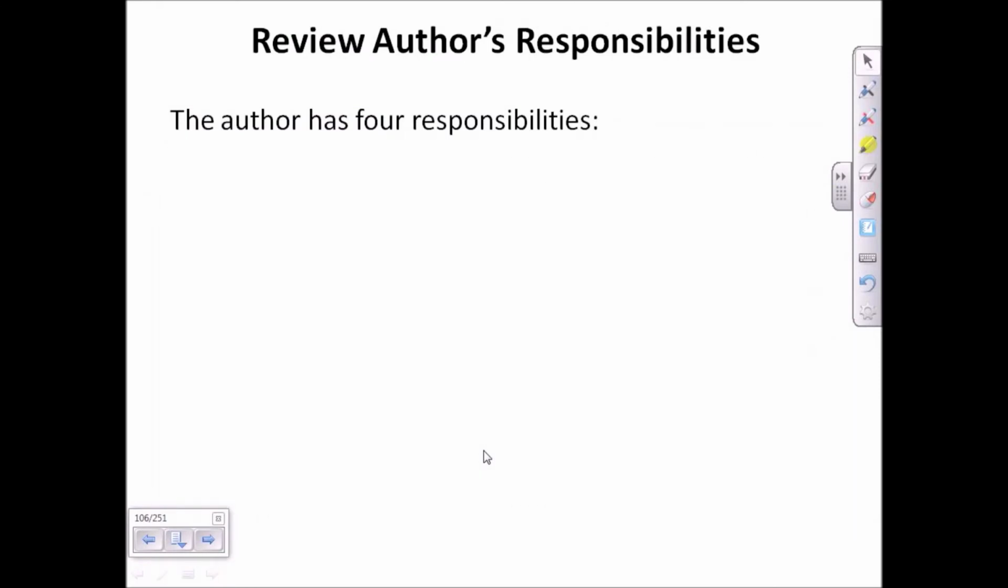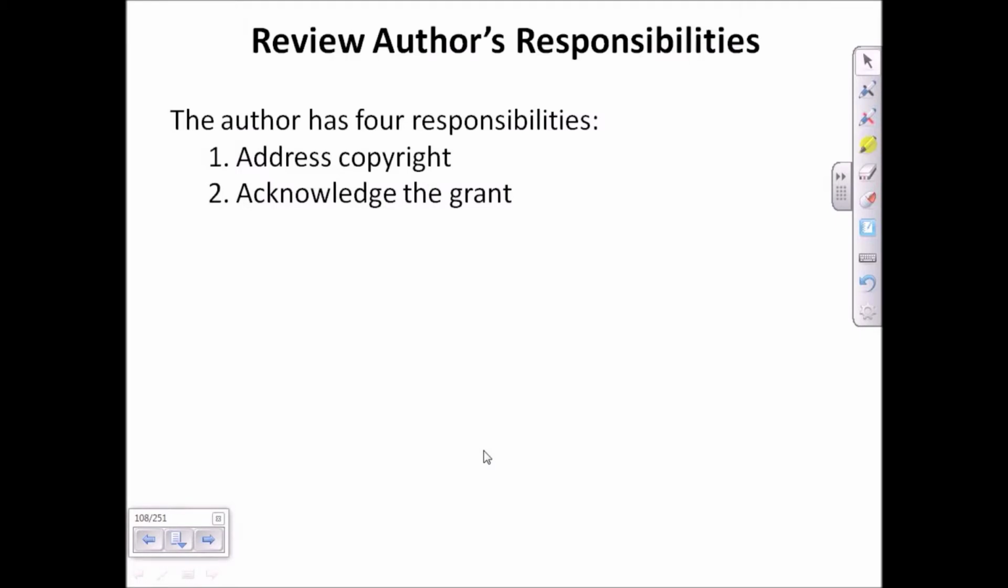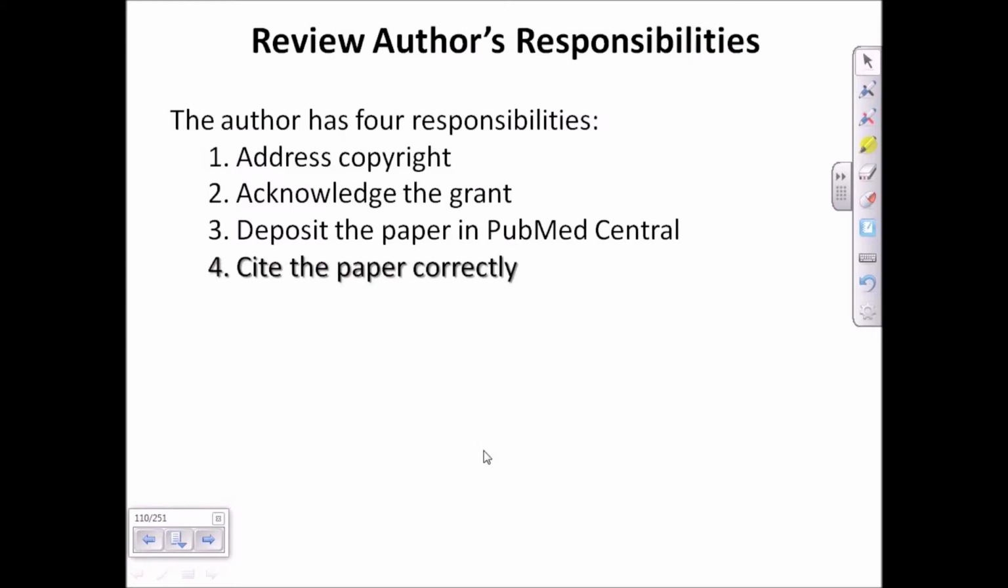So reviewing then the author's responsibilities, the author has 4 things that they need to do. One is to address copyright, in other words, make sure that the journal will cooperate with this policy. Second, to acknowledge the grant in the acknowledgement section of the paper, listing off the grant and the grant number. Third, to deposit or see to it that it gets deposited in PubMed Central. And then the 4th responsibility, which we're going to deal with now, is to cite the paper correctly.